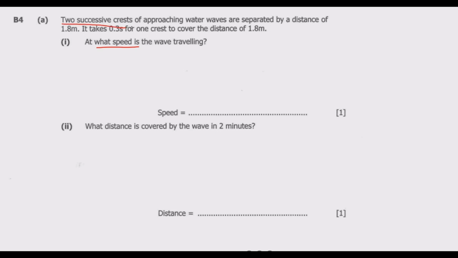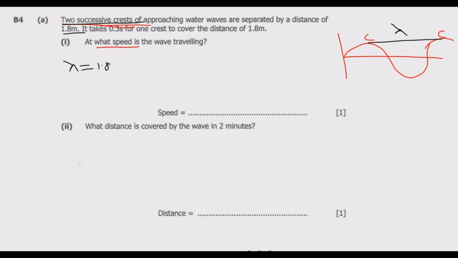We know that we have two successive crests. If you have a wave moving in this direction, then this is a crest and this is a crest. The distance between these two successive crests is known as the wavelength. So we can tell that the wavelength is 1.80 meters. It takes 0.3 seconds for one crest to cover the wavelength, so this is basically the period. The period is 0.3 seconds.